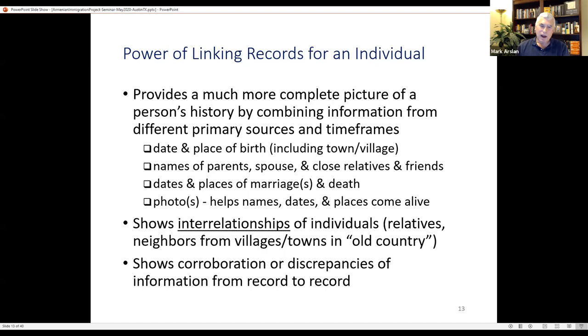And after a while, you kind of get over it and realize this is just the way it is. But by looking at 10, 15 records about that one individual, you might start seeing, be able to corroborate some of those dates or places. And other times you may just have to throw up your hands and say, we really don't know for sure exactly when they were born, but it's this range of maybe a 5-year period. But by looking at different records, you can maybe say with confidence, yeah, here's where they were born, but other times you might not be able to do that.